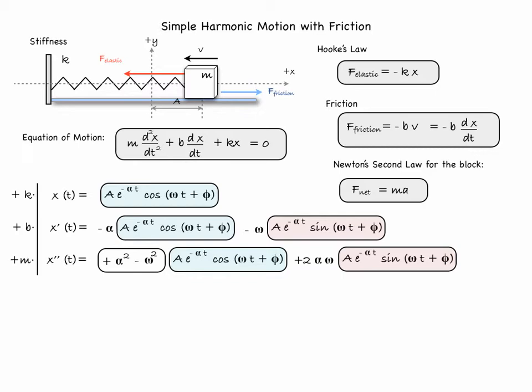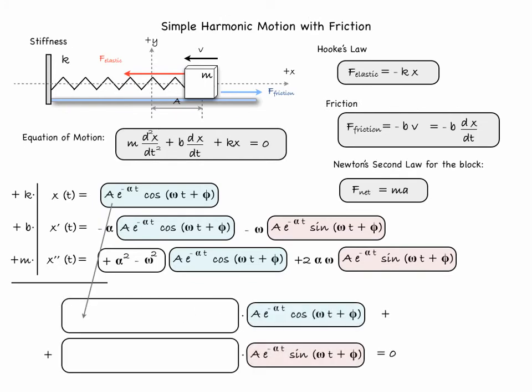Now what is left is to multiply the displacement function by k, the first derivative of it by b, and the second derivative of it by m, and add them all together. The total sum must equal 0. Let's rearrange all terms into two groups.